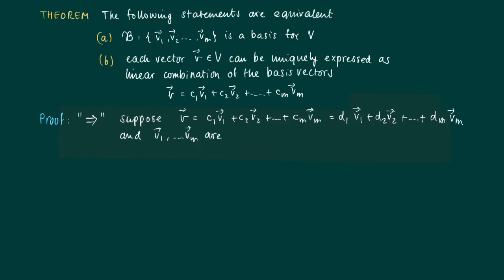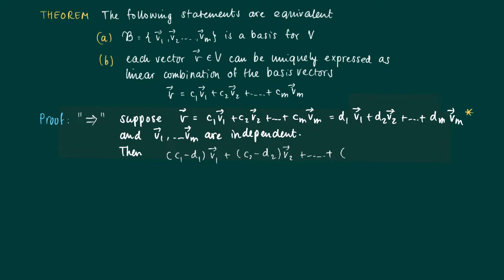And suppose that v1 to vm are independent, as they are as basis vectors. Then from the equality star, if we put all the terms with a d on the left hand side of the equation, then we get (c1 minus d1) v1 plus (c2 minus d2) v2 plus (cm minus dm) vm equals the zero vector.